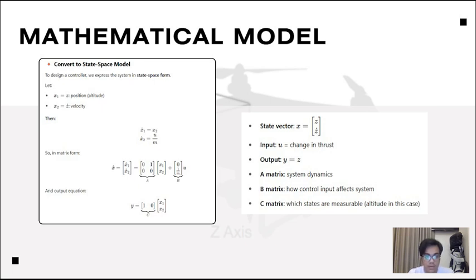Finally, we have our output equation y equals C x. In this case, our output y is simply z, our altitude, meaning we are measuring our position. The C matrix defines which states are measurable, and here we are measuring the altitude.